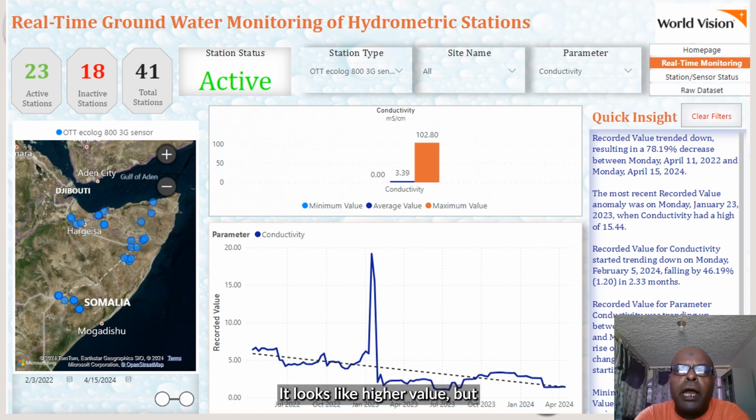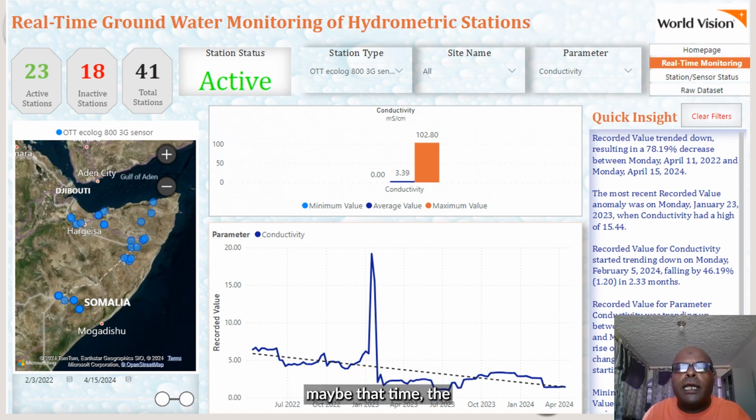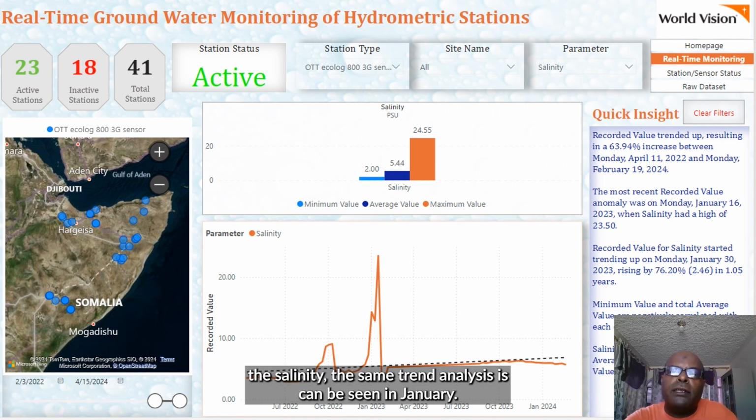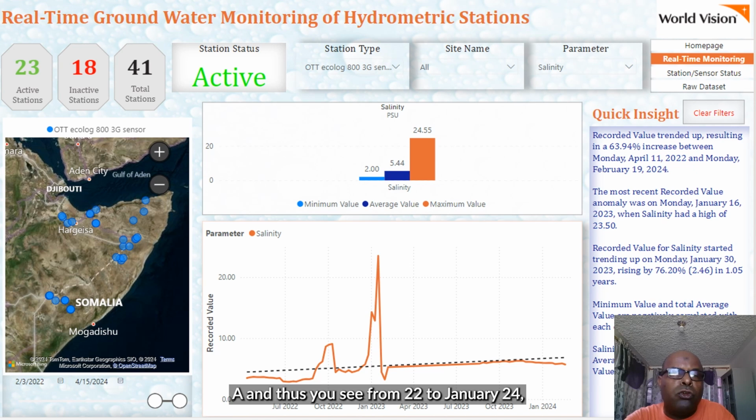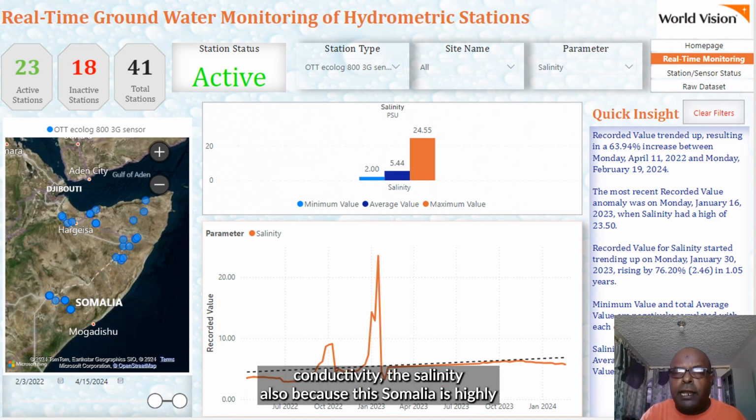It looks like a higher value, but we are going to look back, maybe at that time the water level is closer to the surface, and so the contamination is high, or the quality is relatively reduced. So the other, as you can see, is salinity, which is the same. Trend analysis can be seen in January, and those you see are from 22 to January 24.